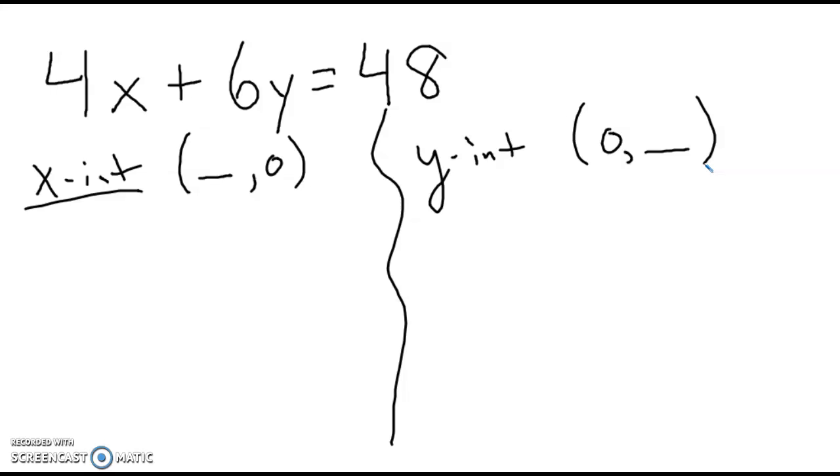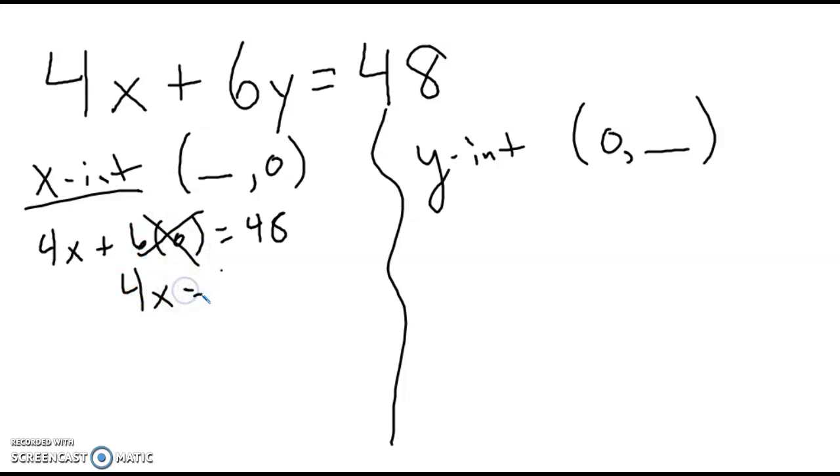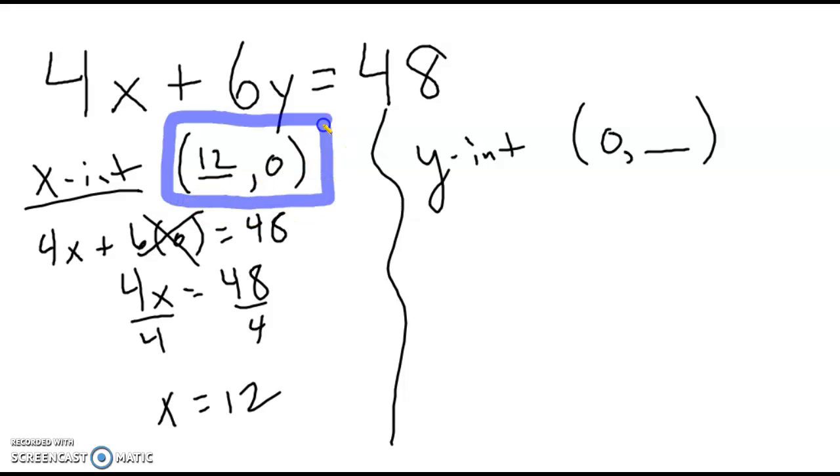Our y value is 0, so we have 4x plus 6 times 0 equals 48. Well, 6 times 0 cancels out. We have 4x is equal to 48. Divide both sides by 4, and we get x equals 12. So our x-intercept is not 12, our x-intercept is 12, 0. So the actual intercept is the ordered pair, not just the number that we solved for.